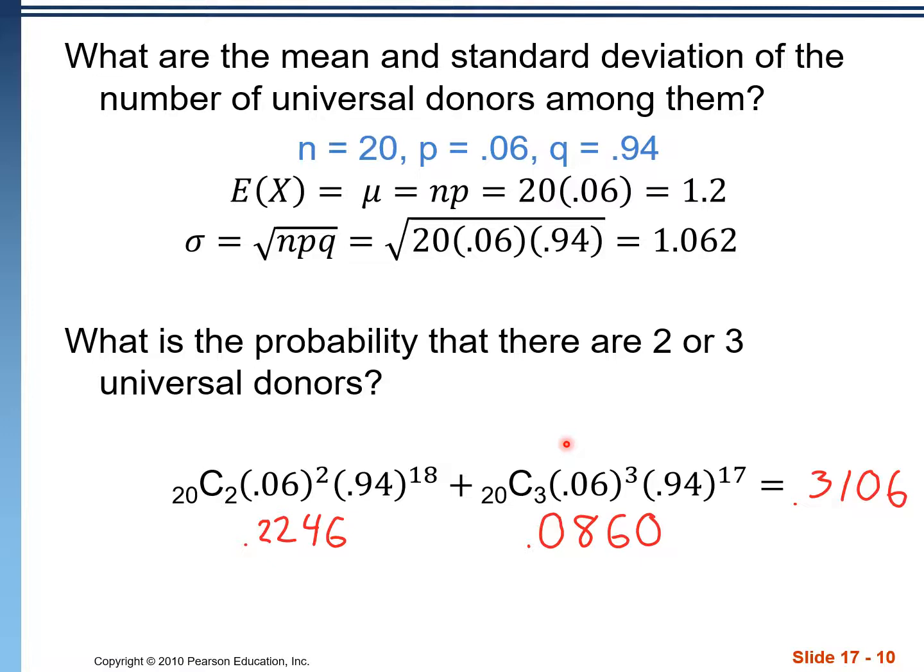Then we're going to do the same thing for 3 people. 20 choose 3, which means we have 3 people who are universal donors. The other 17 are not. That would be 0.0860. We add them together to get our answer.